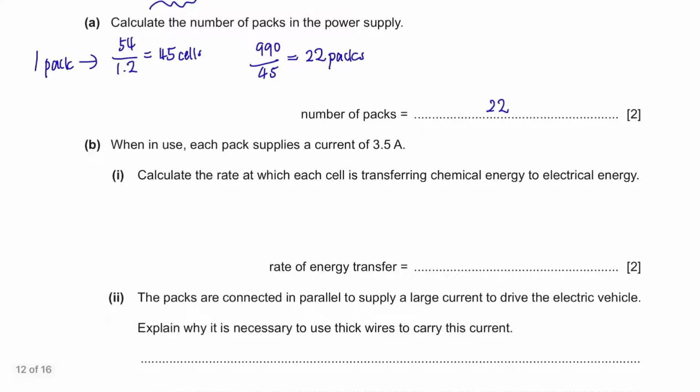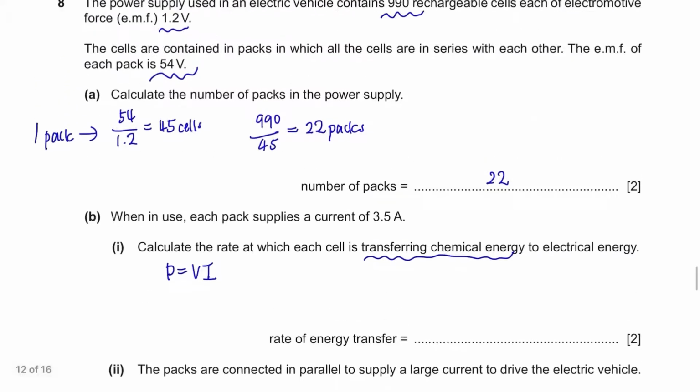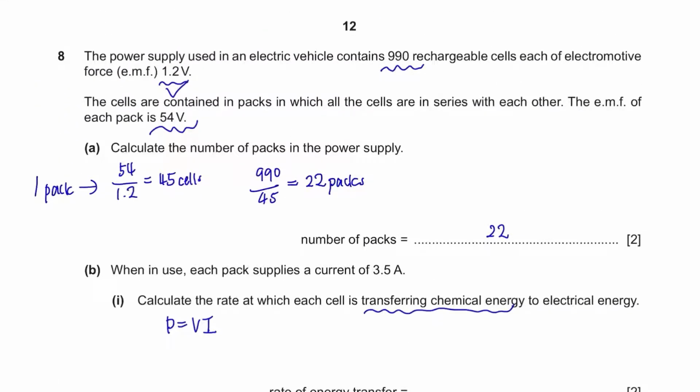Part B. When in use, each pack supplies a current of 3.5 amperes. Calculate the rate at which each cell is transferring chemical energy to electrical energy. This might be a little confusing since it says transferring energy, but all you need to do is find the amount of energy produced. Power equals EMF multiplied by current. EMF is 1.2 volts and current is 3.5 amperes.